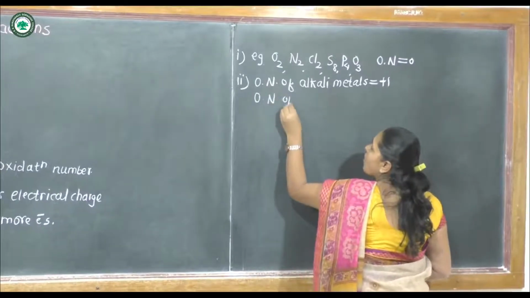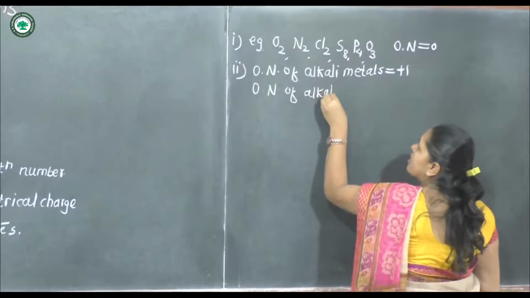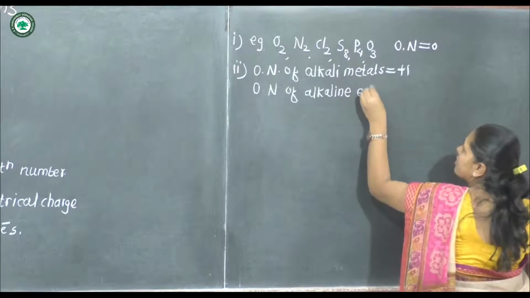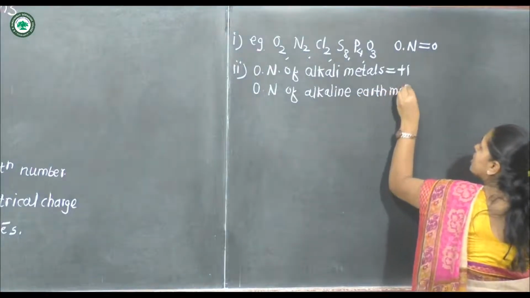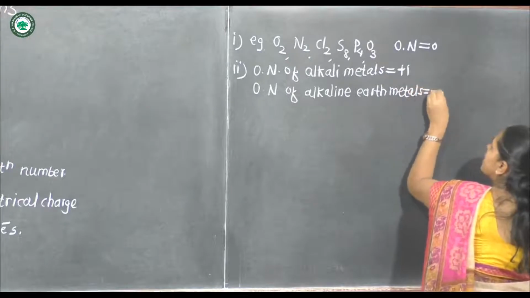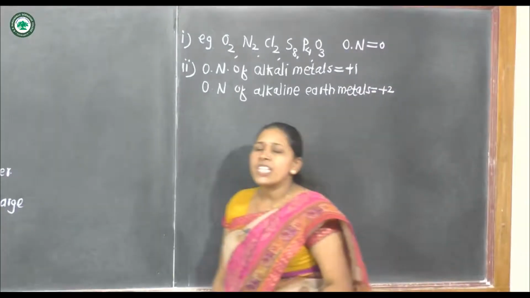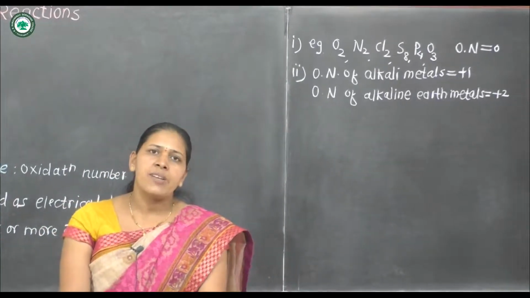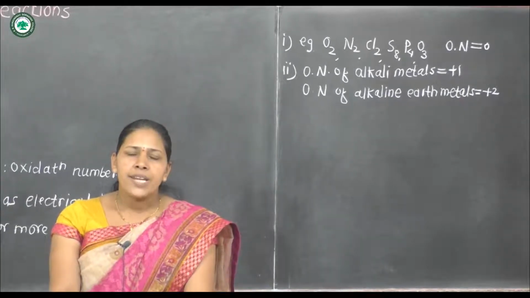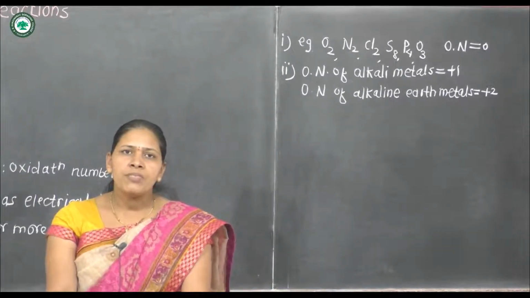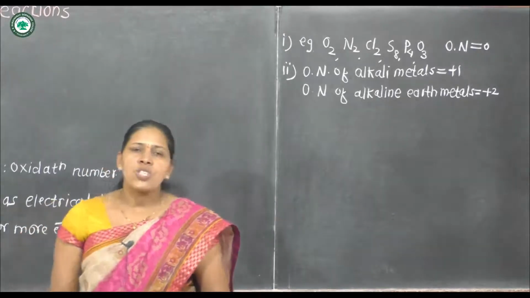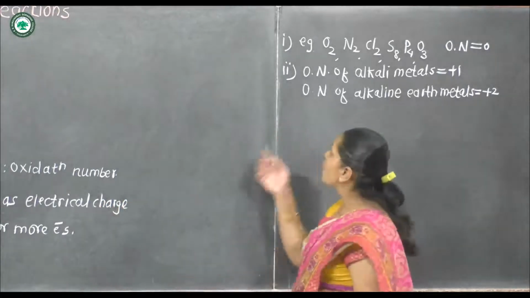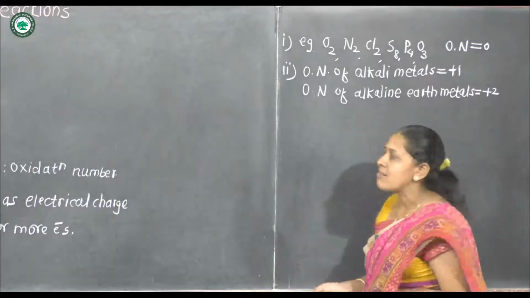Then the oxidation number of alkaline earth metals. Alkaline earth metals means group second elements, and it is always +2. What are the group second elements? You have already studied group first and second elements. Beryllium, magnesium, calcium, strontium, barium and radium are the group second elements. They show +2 oxidation state in their compounds.